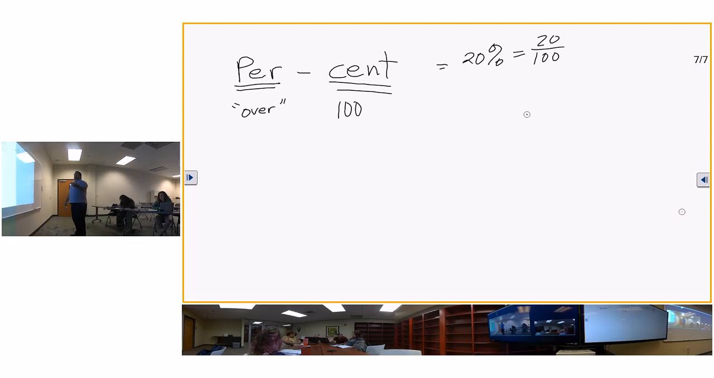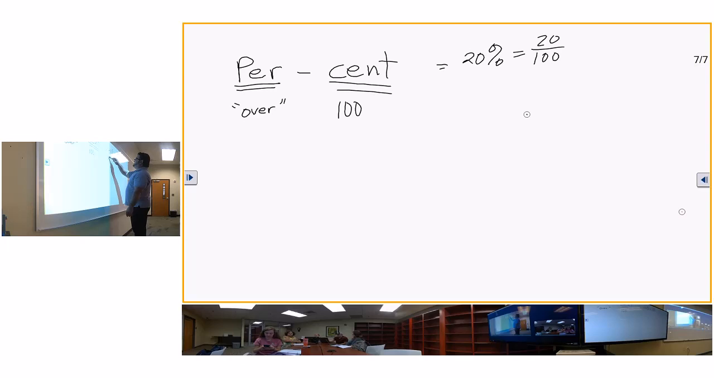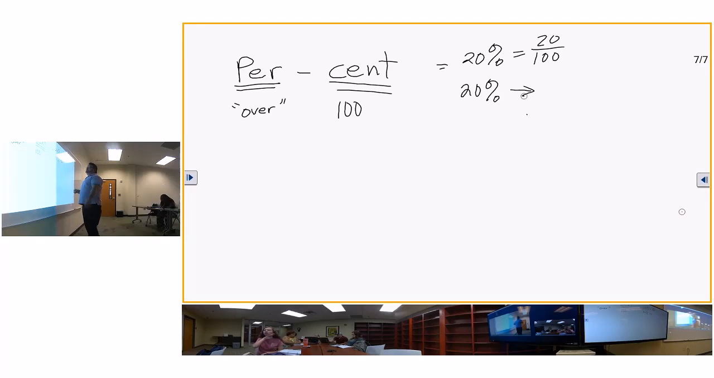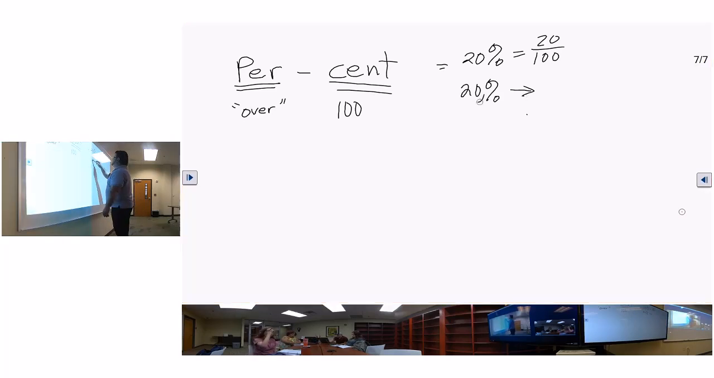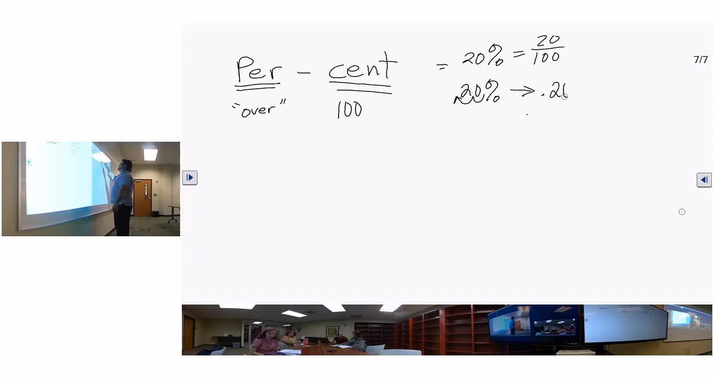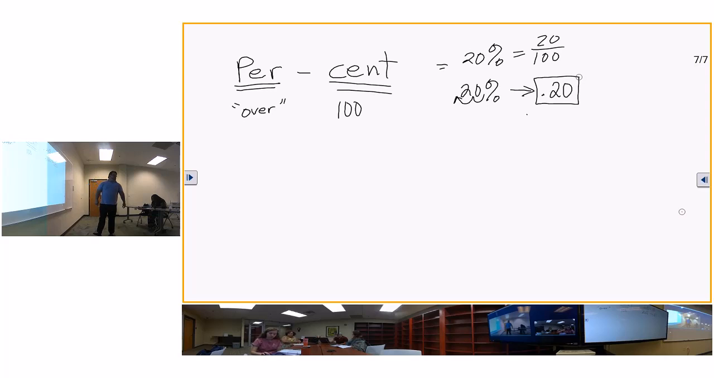So what do you need to learn about percent? Well, most of the time in math, you go straight from a percent to a decimal because decimals are what you're going to use in formulas and things like that. So all you do, over 100, move two places and you get what? So make sure you can go from a percent to a decimal.